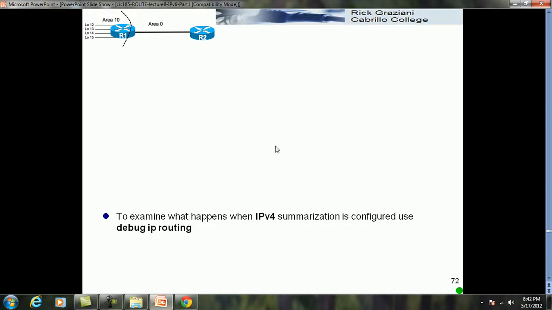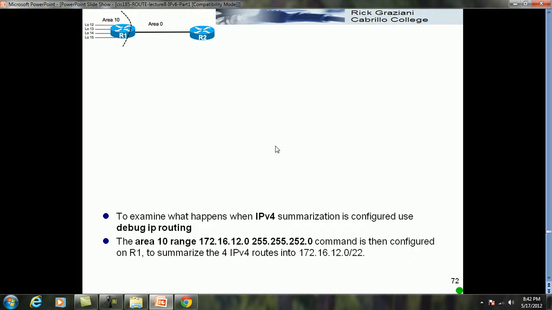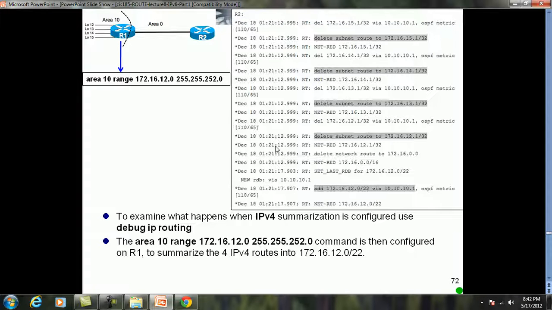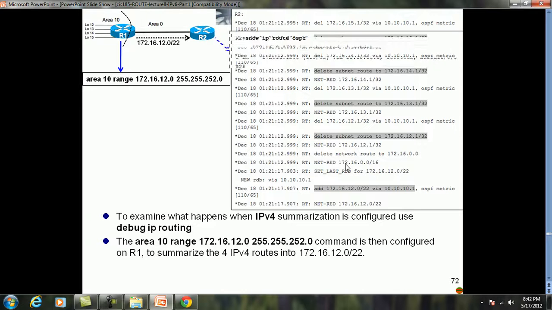So to examine what happens if an IPv4 summarization is configured, use debug IP routing. See here. The area 10 range command is configured on R1. See what it does: delete subnet, then add subnet /22, correct? This happens in IPv4. You have seen it so many times, correct? In IPv4. What about IPv6?